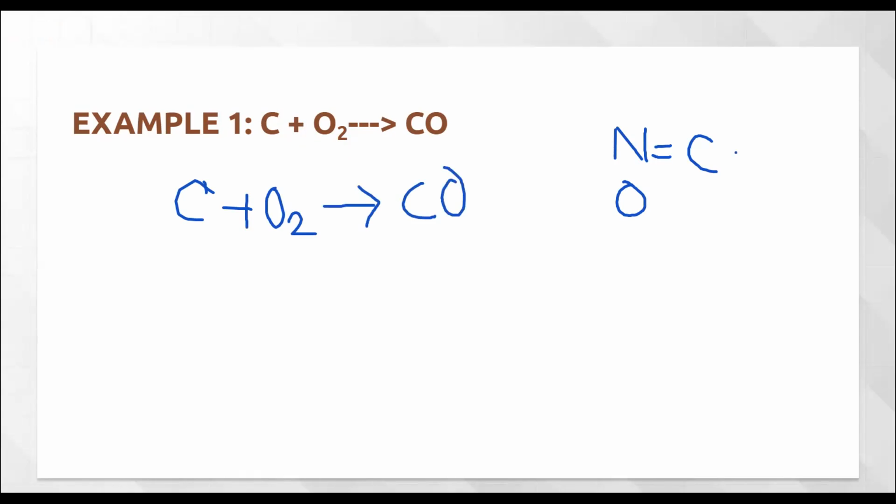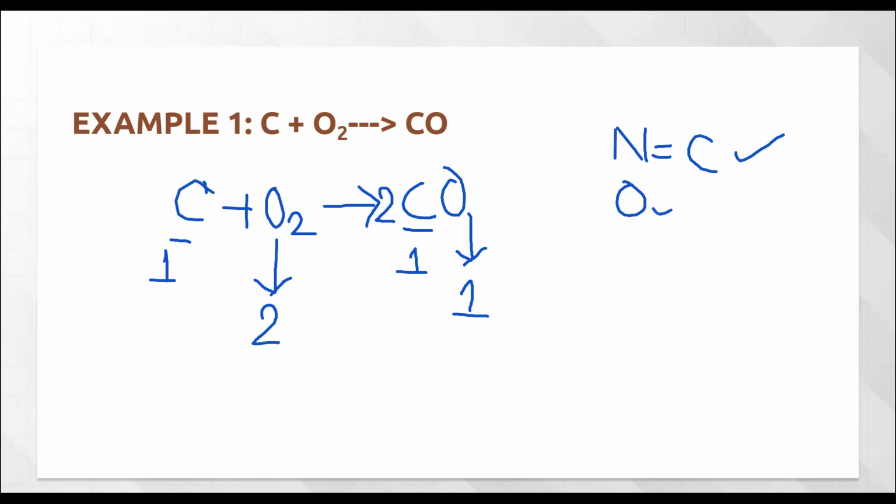Now first check for the non-metal on the reactant side as well as on the product side. On the reactant side you have one carbon, product side also you have one carbon. Coming to oxygen, reactant side the number of oxygen atoms is 2, but on the product side the number of oxygen atoms is 1. So in order to balance the oxygen, we will write 2 here.